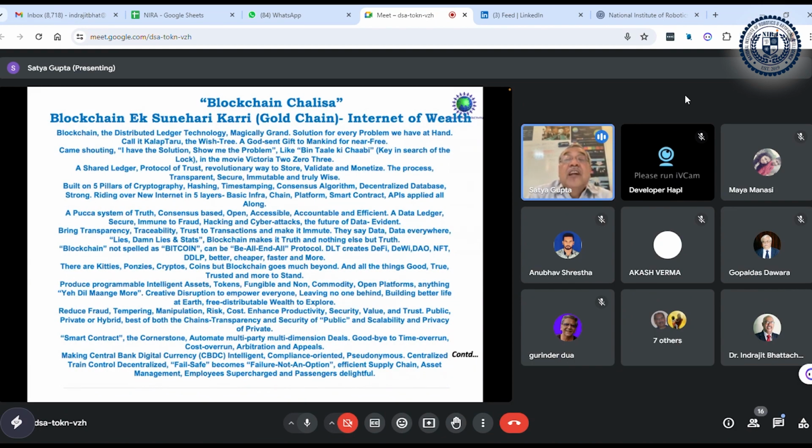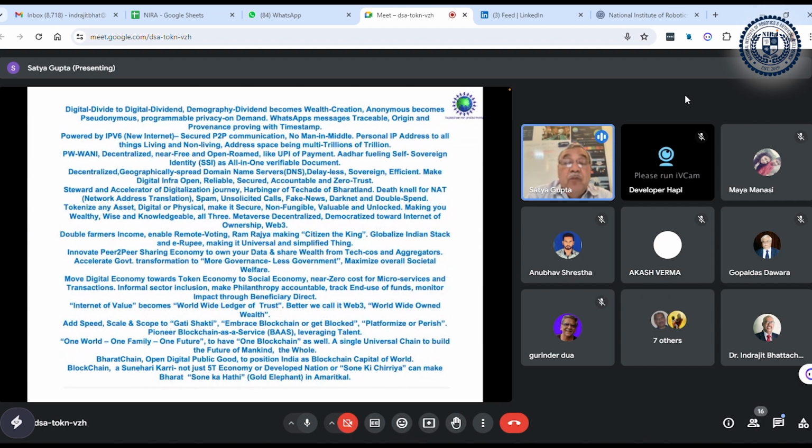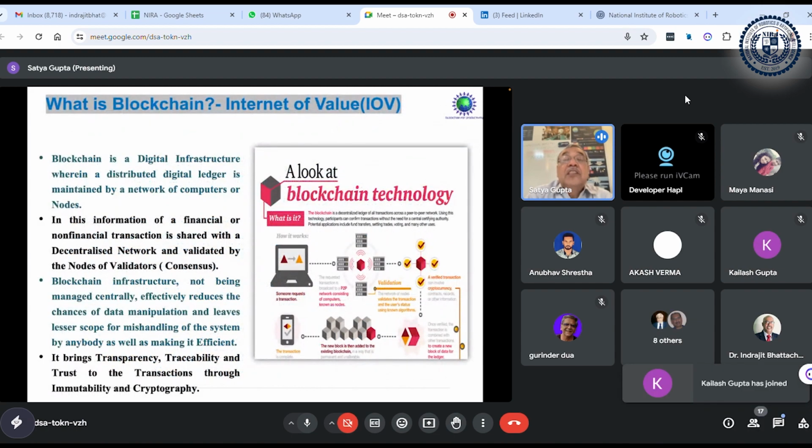So that is what I wanted to bring, and this of course is not for this class. I had authored a poem on blockchain. The name of this poem is Blockchain Chalisa. Its title is Blockchain Ek Sunehri Kadi, or a golden chain, internet of wealth. I'll not be spending much time on that. It is a 40-liner on blockchain, what it is, what it can do, and where we are. So I'll be skipping it.